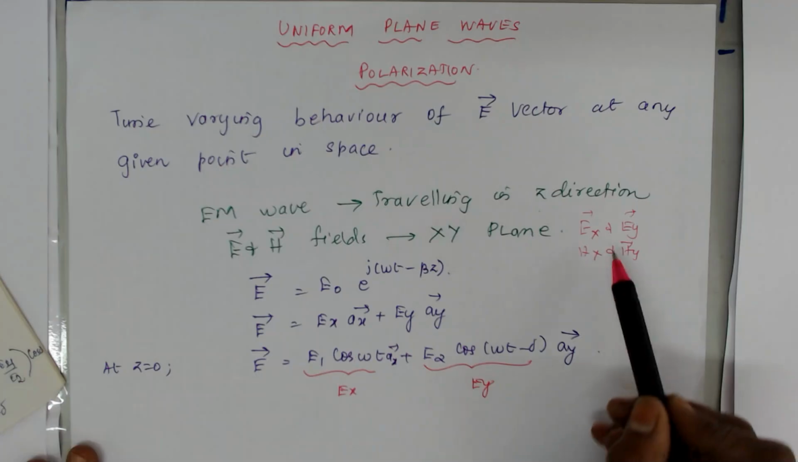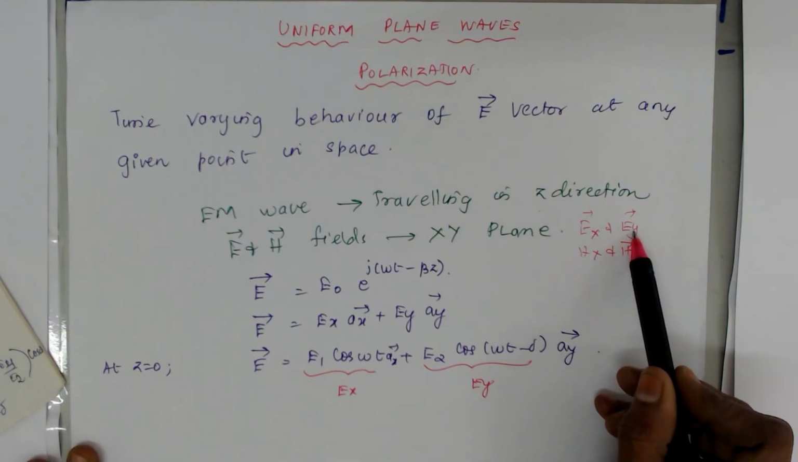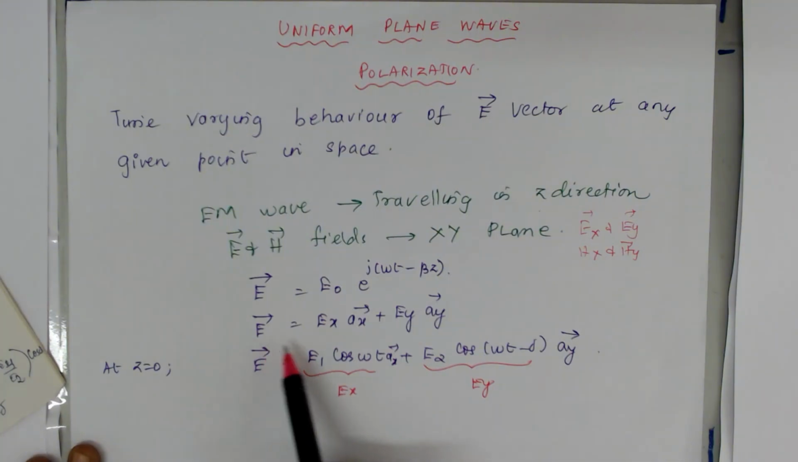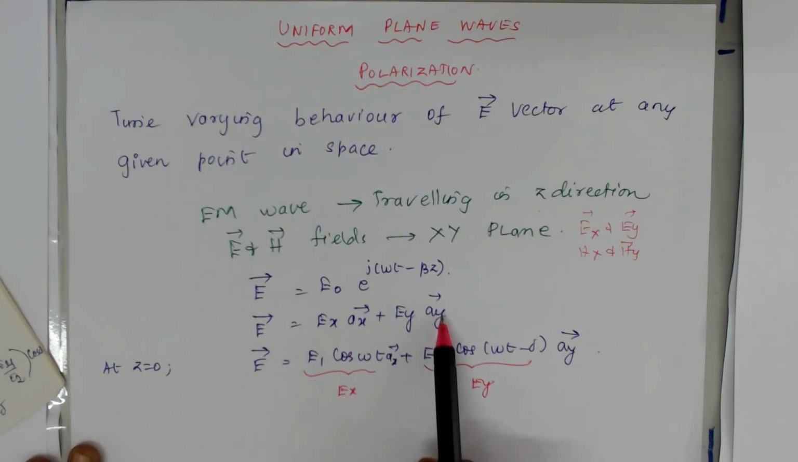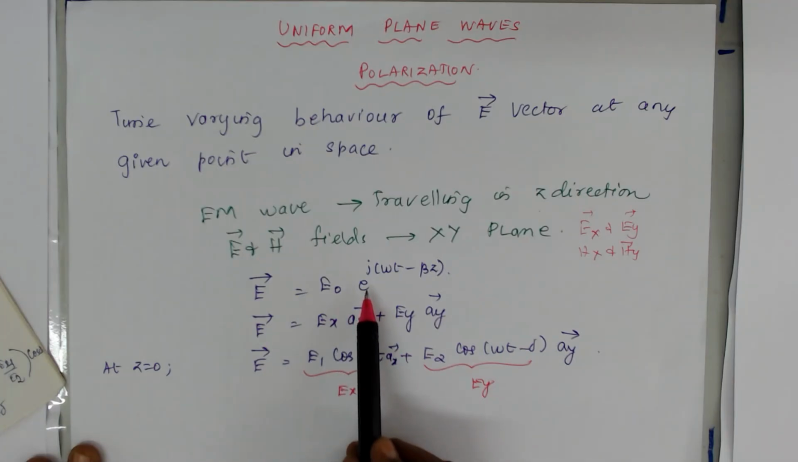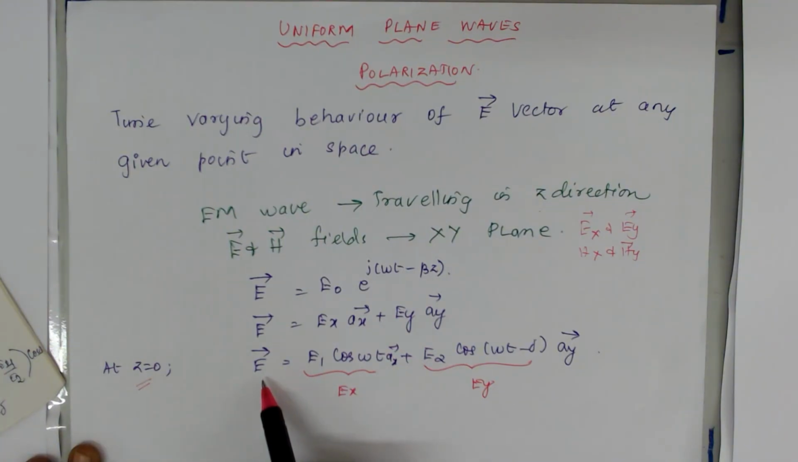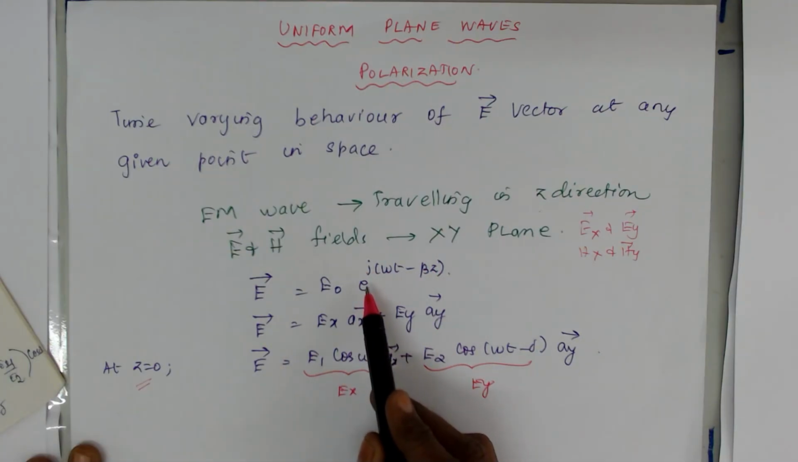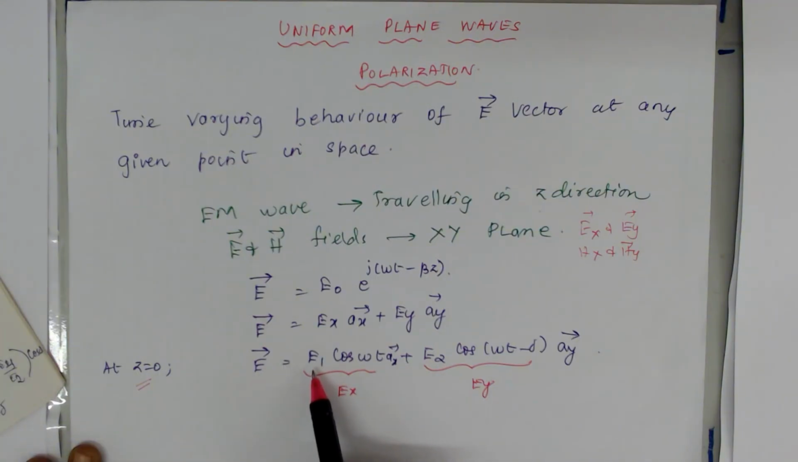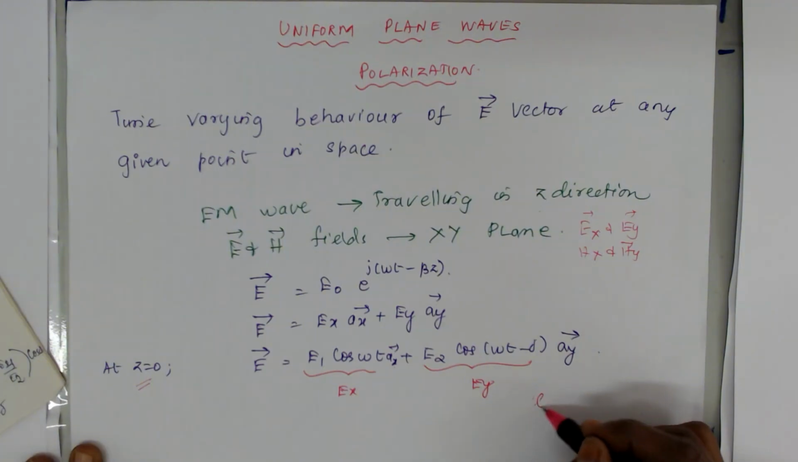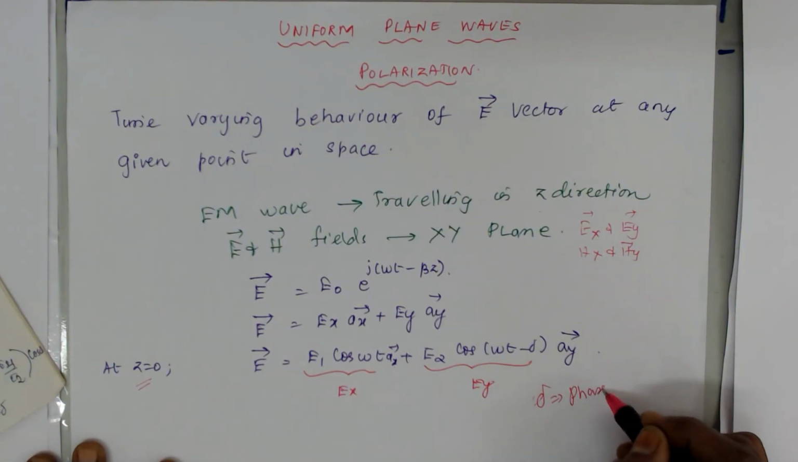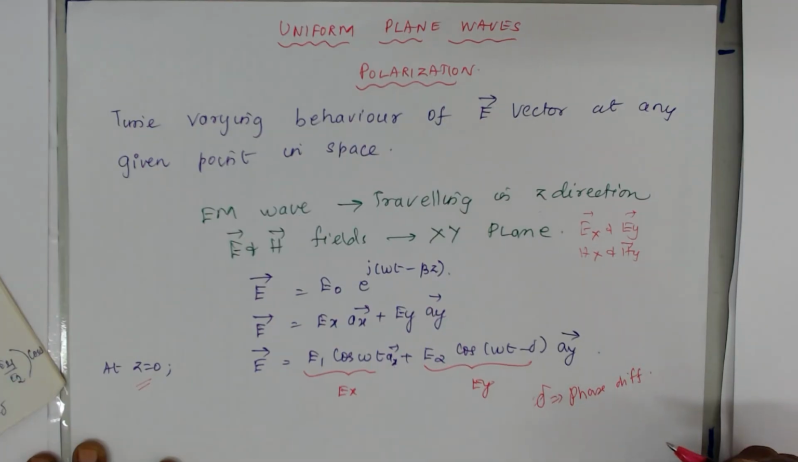As we have seen, the E vector consists of two components Ex and Ey. The E vector can be written as Ex Ax plus Ey into Ay. Assuming the equation of the uniform plane wave at z equal to 0, E can be written as E1 into the real part of e power j omega t minus beta z. From the real part, E equals E1 cos omega t into Ax plus E2 cos of omega t minus delta into Ay, where delta represents the phase difference between the x and the y components.